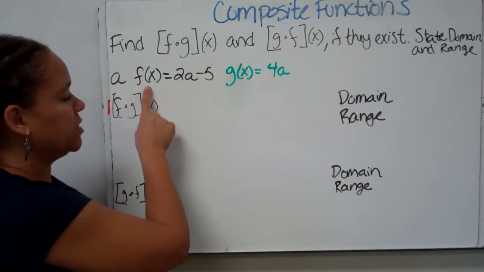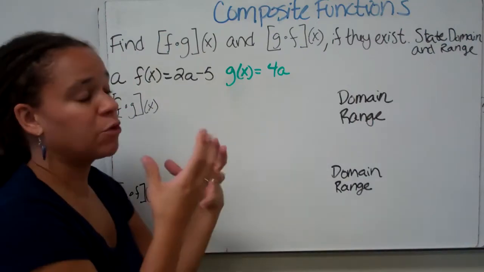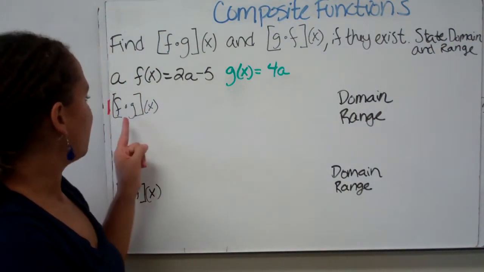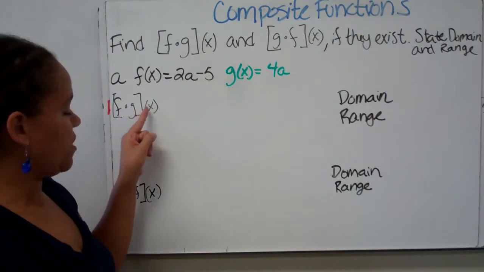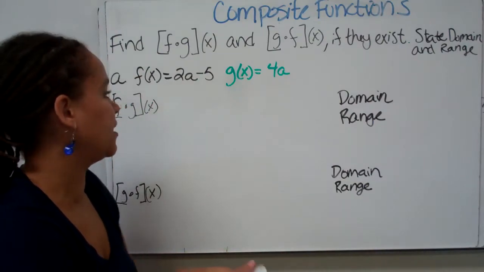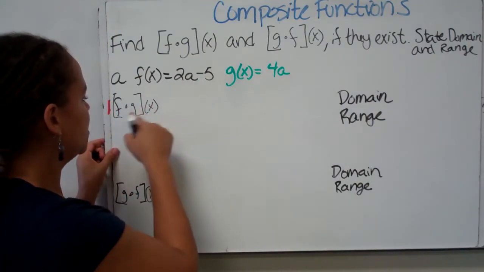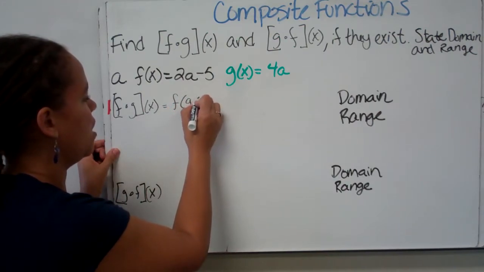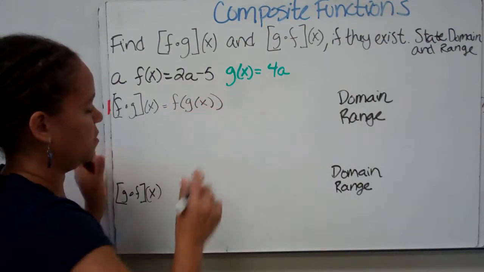So you have two functions, f of x and g of x. And when you find a composite, you're going to put one inside of the other. So if I want to find f of g of x, that means g of x is going to be on the inside, and I'm going to find f of x on the outside. So this really just means f of g of x.